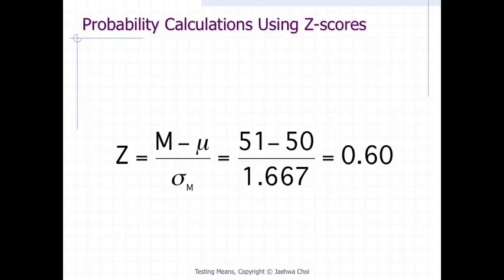Before statisticians could get hold of these fantastic calculators, they had to find probabilities the old-fashioned way. They did probability calculations using z-scores and the standard normal distribution. To do this, compute z using the formula shown here. Z is a value of a standardized normal distribution. M is the sample mean, mu is the hypothesized value of the mean, and sigma sub m is the standard error of the mean. For this example, z is equal to 51 minus 50 divided by 1.667, which equals 0.6.